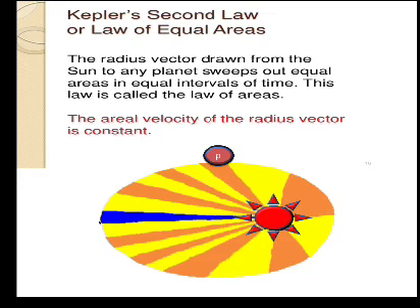Suppose you look at this activity. Now the planet sweeps this area, then this area, this area. The area of all these bands is equal. That means the planet sweeps equal areas in equal intervals of time.